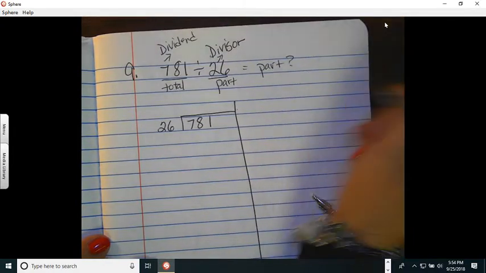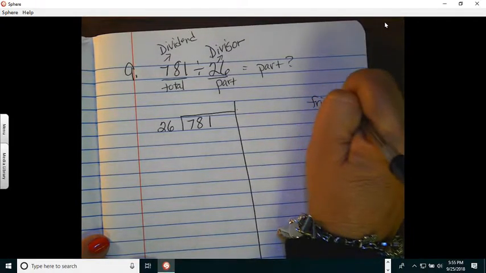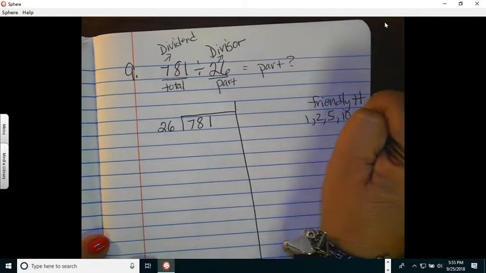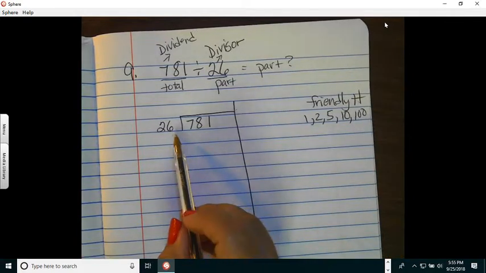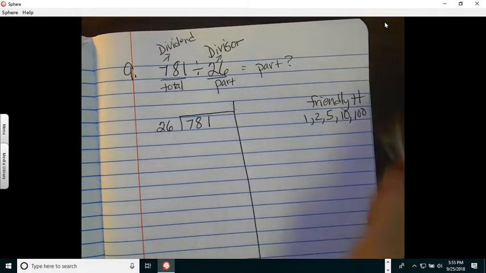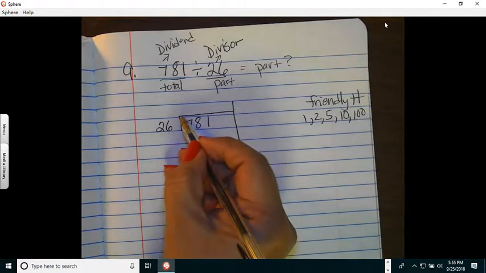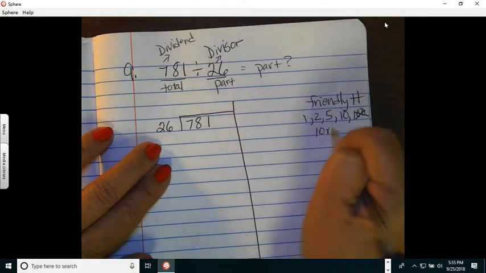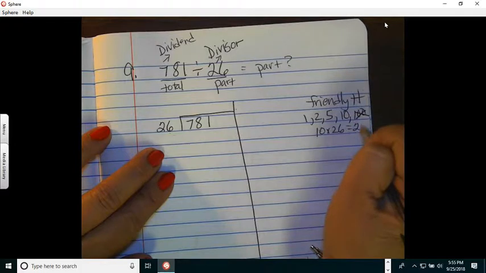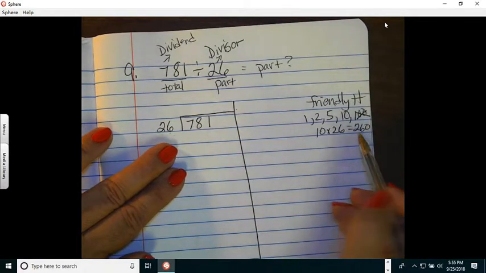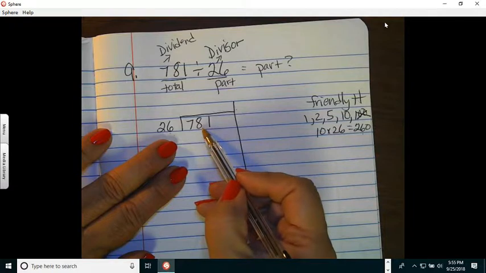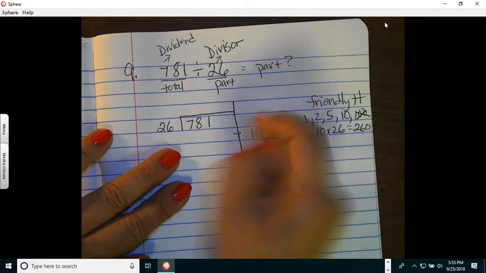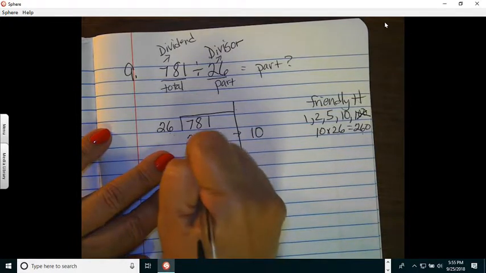My friendly numbers, hashtag 1, 2, 5, 10, and 100. Well, 100, that's going to be 2,600, because I'm adding my 2 zeros behind that, and so that won't work. Now I can go to my tens. 10 times 26, I have 260. Can I take 260 from 781? Yes. So I'm going to place it right here. That's going to be my 10, because this is where I'm placing my 260.